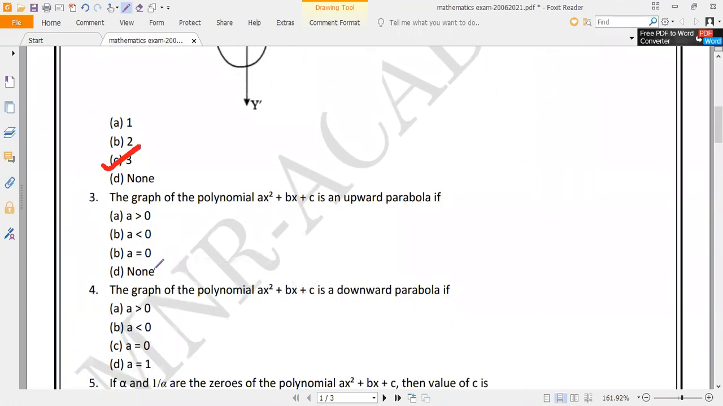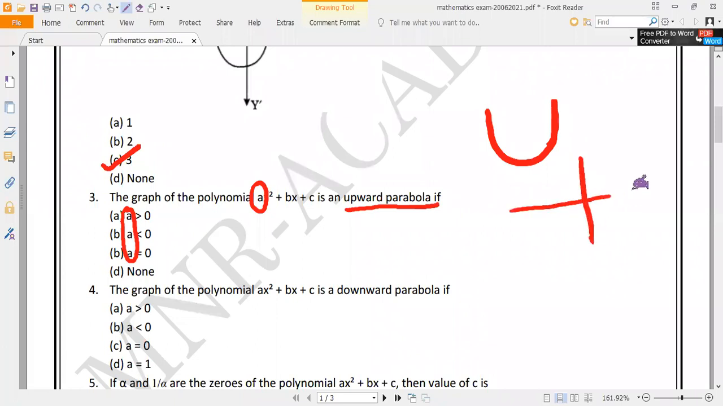Next, third question. Read the third question, all of you. The graph of the polynomial ax square plus bx plus c is an upward parabola if... Upward parabola. Here A is the coefficient of x square. In this case, upward parabola means a graph like this, with x-axis and y-axis. So in this case, what is the A value? How to find the A value?